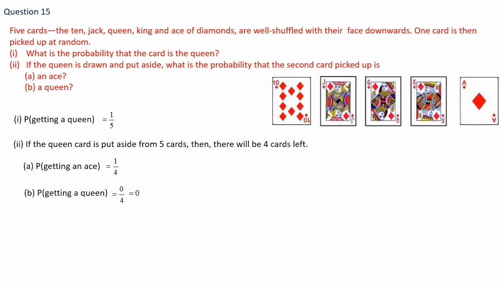Why is the queen not there? In the first category, while solving, there was a question where you had taken a queen, and you did not replace it back. Because of that, the queen is not there the second time. So the probability of getting a queen is 0.